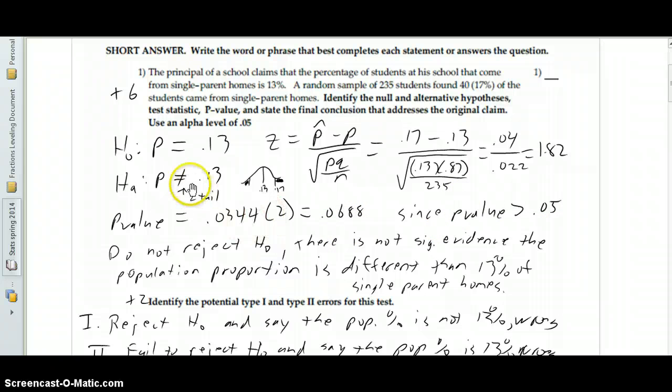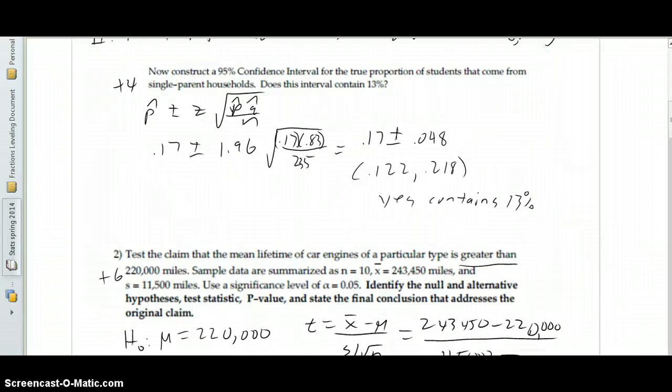Now, hypothetically, if you made this one-tailed and this was just 0.0344, then I would accept that you could reject then. I accepted both of those answers. But just so you know, based on the wording and how this is done, this is the way it should be. So if you didn't quite get it that way, just be prepared for that in the final. So do not reject. There is not significant evidence the population proportion is different than 13% of households.